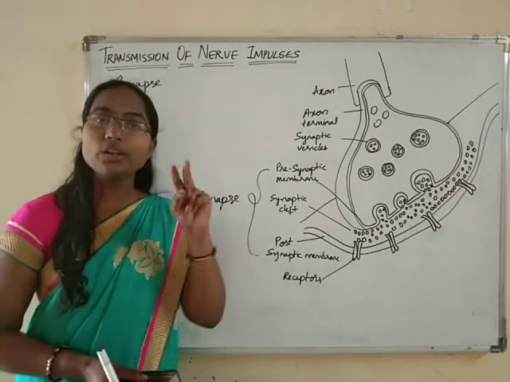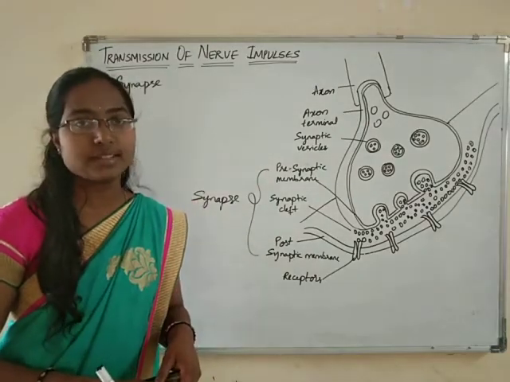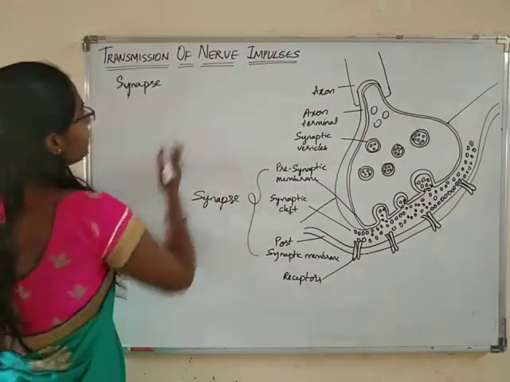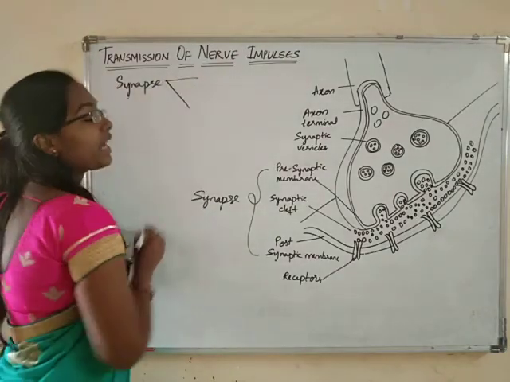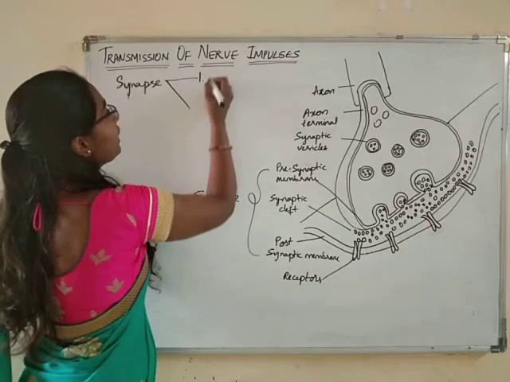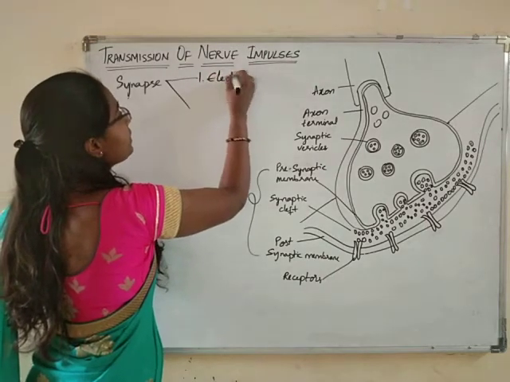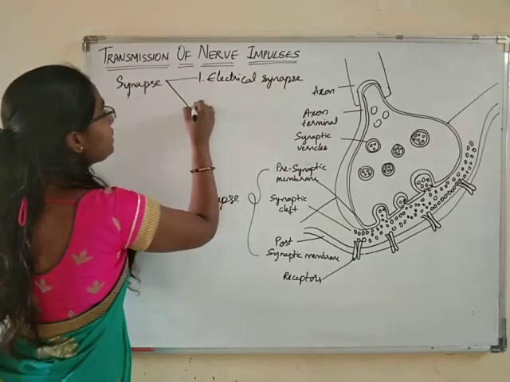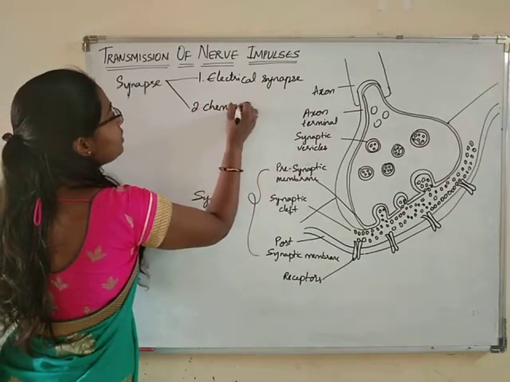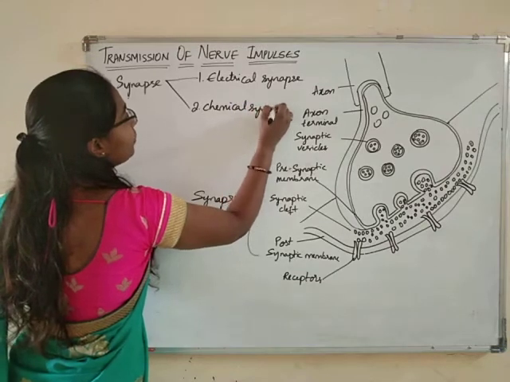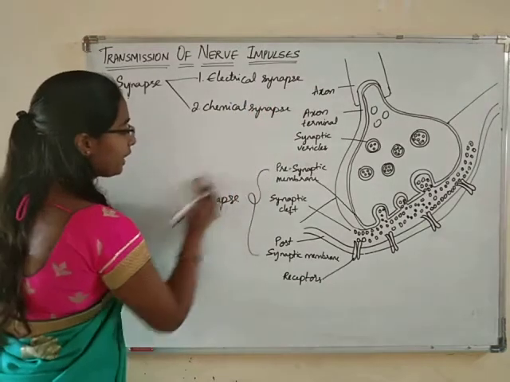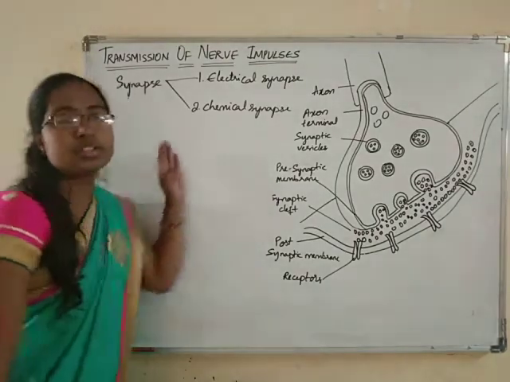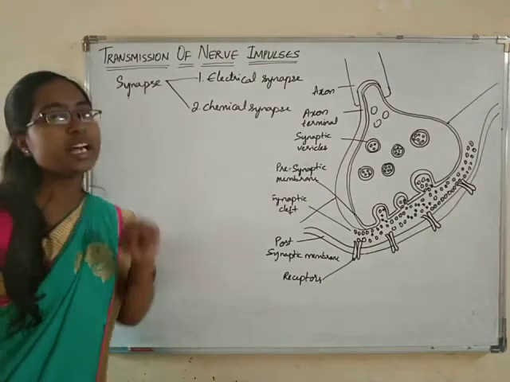Actually, there are two different types of synapses, students. Let us discuss what the types of synapse are. The first one is the electrical synapse and the other one is the chemical synapse. So we learned regarding the synapse. I am erasing this. Now we are moving into the types of synapses.